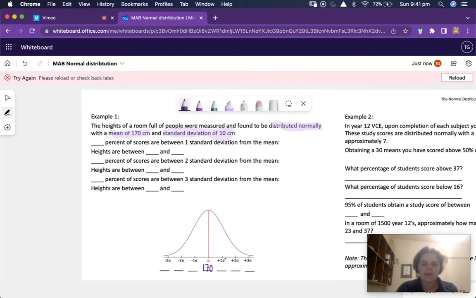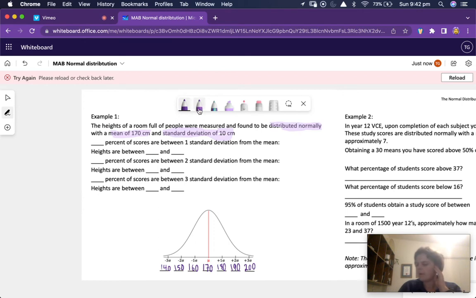Now this says plus one standard deviation. The standard deviation is 10, so the mean plus one standard deviation will be 180. The mean minus one standard deviation will be 170 subtract 10, which is 160. Plus two standard deviations will be 170 plus 20, which is 190. Subtract two standard deviations, we're down to 150. All right, so now we've got our bell curve with our mean labeled in.